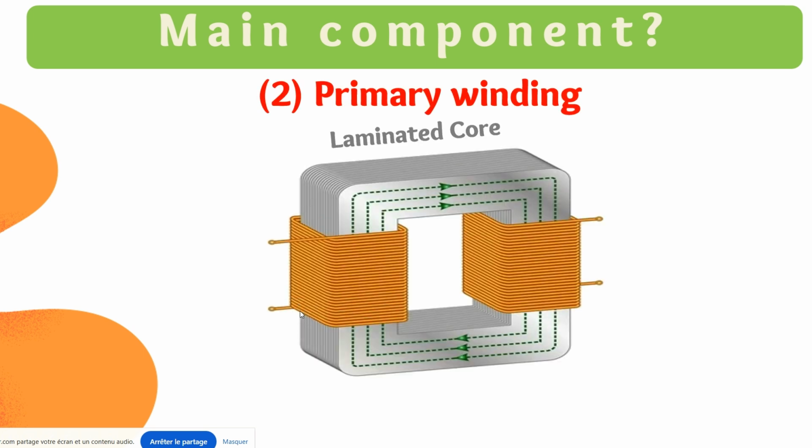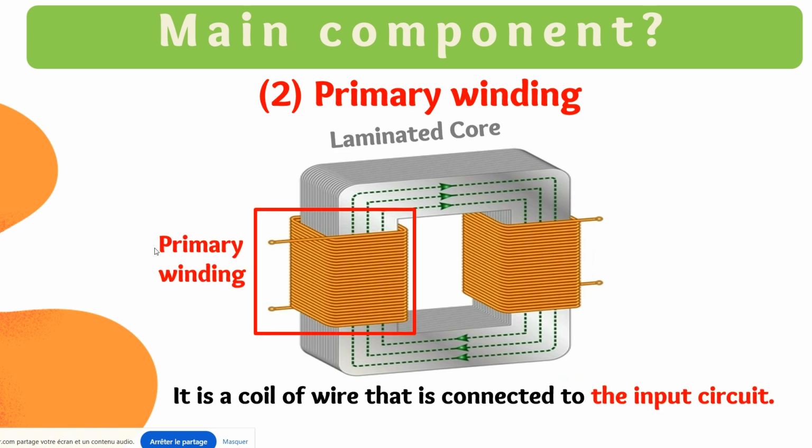The second component after the laminated core is called the primary winding. Okay, the primary winding. In French, we call it des enroulements primaires, d'accord, which is a coil of wire that is connected to the input. Coil of wire, une bobine.